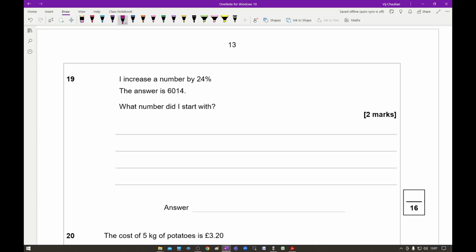So for this, to find out what 100% is, we're going to divide 6014 divided by, now an increase of 24%, the decimal multiplier is going to be 1.24. So in this case, to find the original amount, I need to divide by 1.24. And that gives me an answer of 4850.